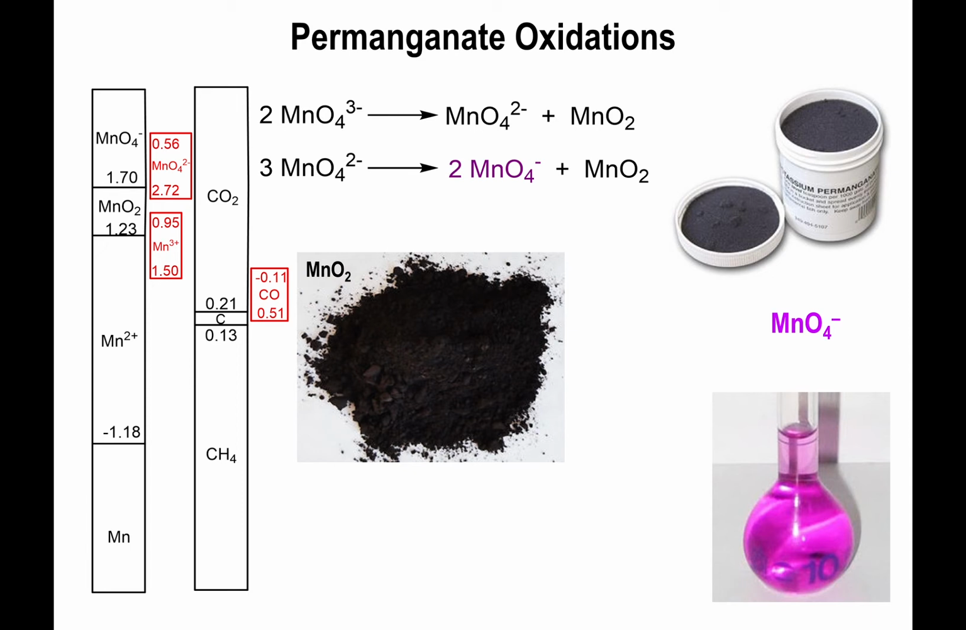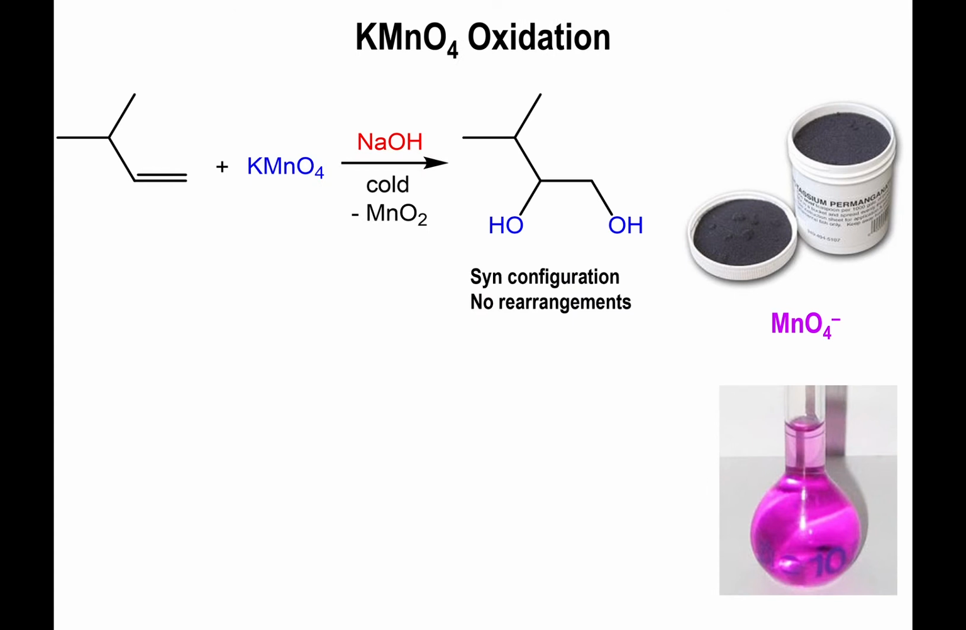And at the end of the day, you produce a little bit of manganese 7, which is the permanganate that you started with anyway. But the ultimate fate of the manganese is just manganese 4 oxide, which is an insoluble solid that is formed, precipitates out, and that's the end of the story.